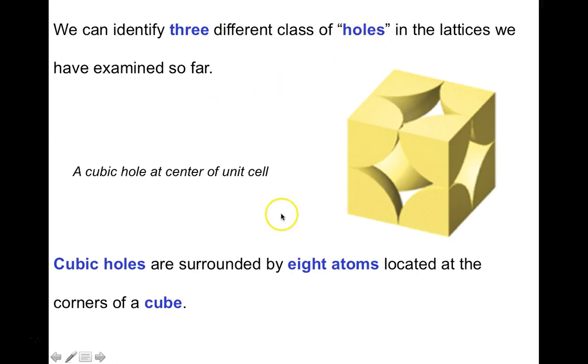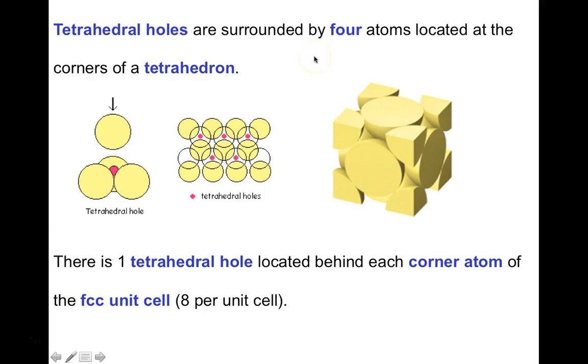The first hole that we're going to look at is what's called the cubic hole that sits in the middle of the simple cubic unit cell. And an atom that would be sitting in this hole would be surrounded by 8 atoms in the lattice of the host located at the corners of a cube. When we go to the face-centered cubic unit cell, it gets a little bit more complicated.